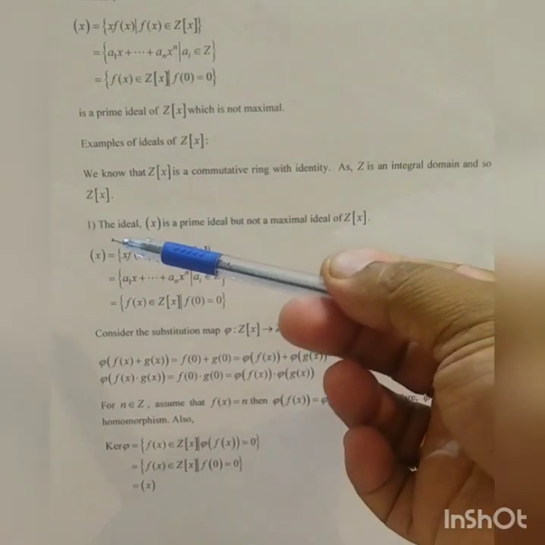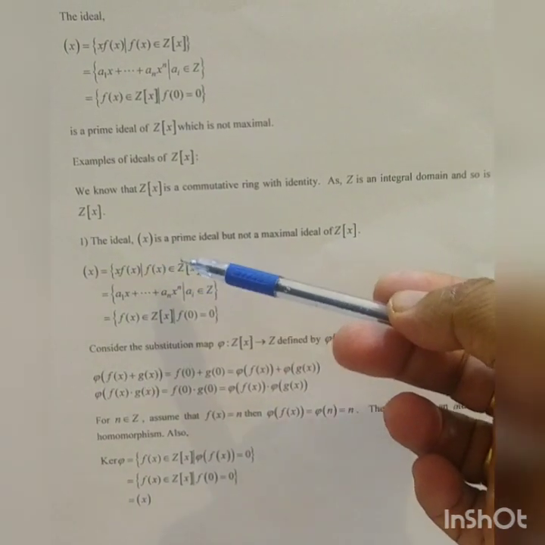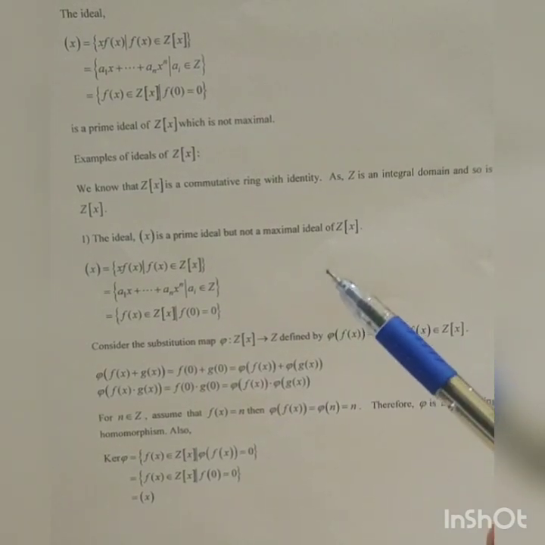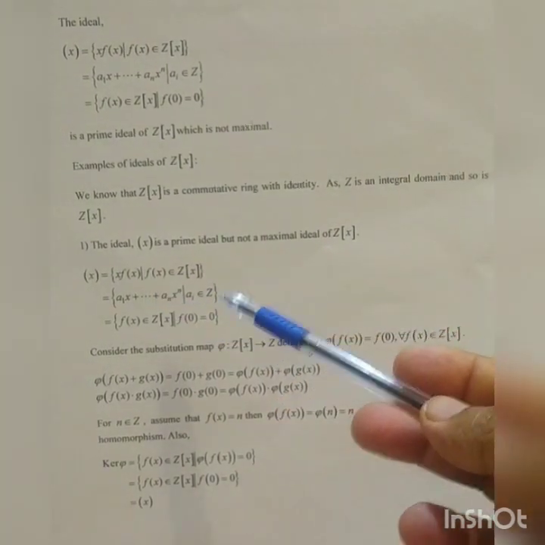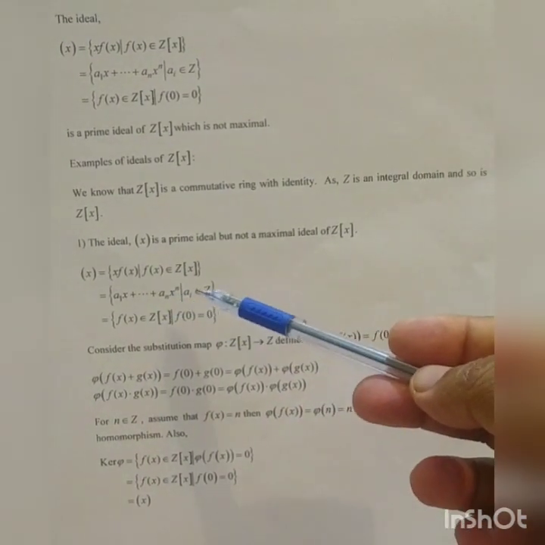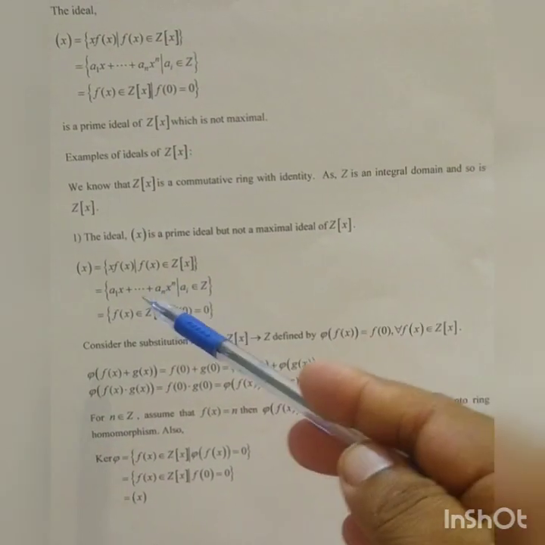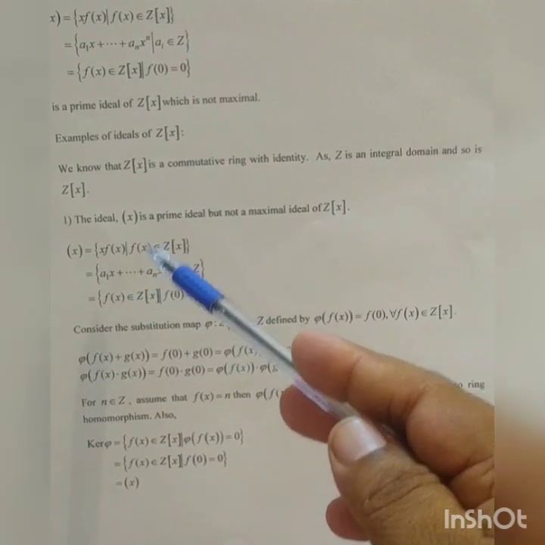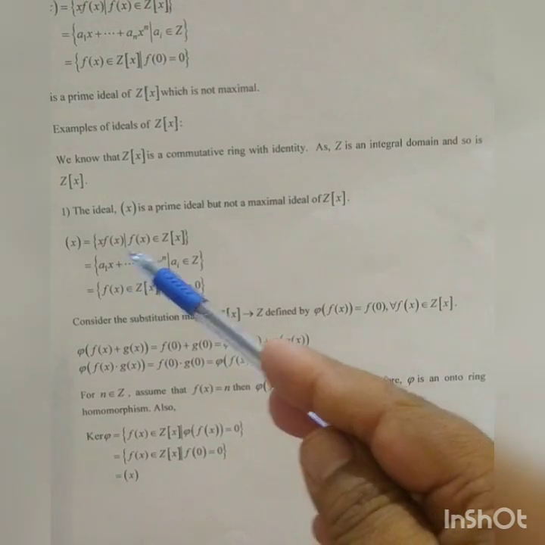The ideal generated by X is nothing but the collection of all elements of the form X times f(X), where f(X) is in Z[X]. That means you are multiplying every polynomial f(X) by X. So you're going to get polynomials whose coefficients are integers, but the constant term is 0. So we have the collection of all those polynomials of Z[X] whose constant term is 0. That is our ideal generated by X.